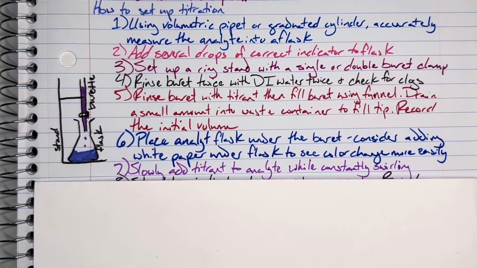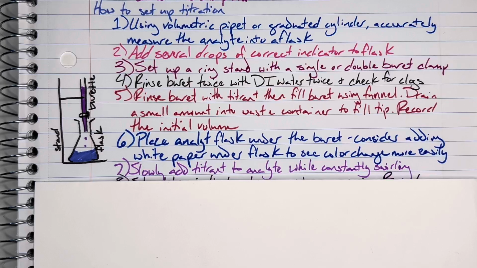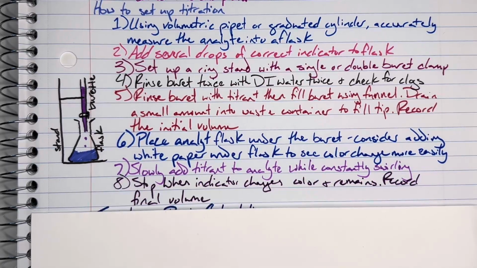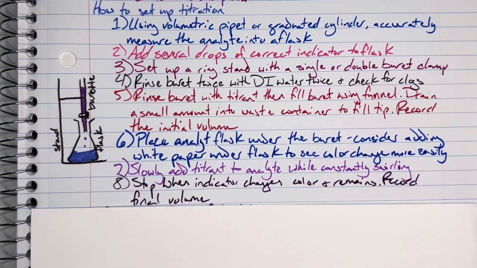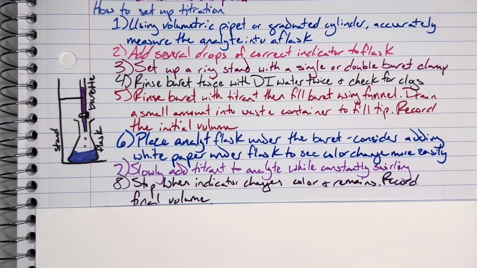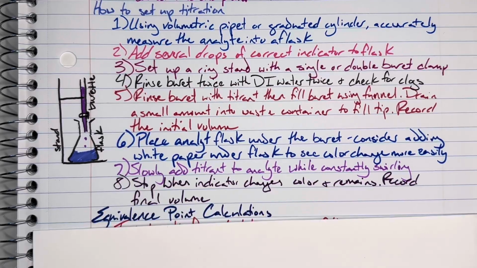The actual indicator will potentially change color early, but the color might not last, and so adding that additional swirling motion can help to see if this is a true endpoint or if it is not. You are going to only stop when the indicator changes color and then stays that color even after swirling. You will then go ahead and record the final volume of the titrant that you needed to add.